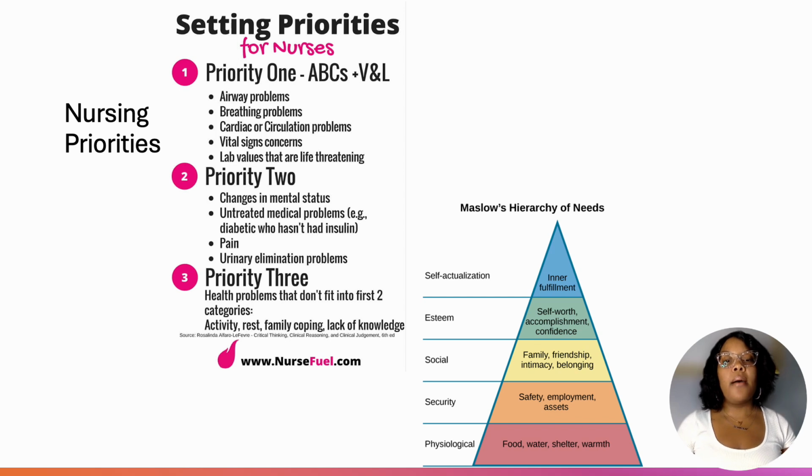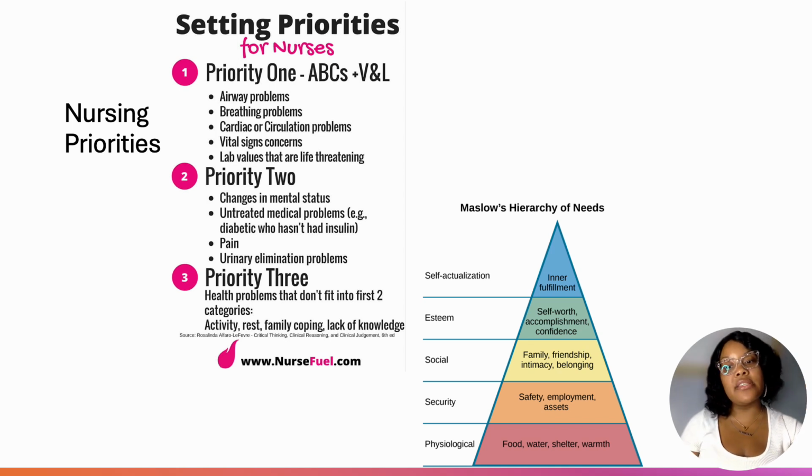All right, so another priority is changes in mental status, untreated medical problems, pain, urinary elimination problems, all those things. The biggest thing I want you to understand is that after you've dealt with airway, breathing, and circulation issues and vital signs and lab values, we then can move on to Maslow's hierarchy of needs. So I have that on the screen. As you can see, you want to then start with the bottom row, where there's your physiological needs, food, water, and those types of things, and then you move up to safety and all those things. So you would just go up the ladder.